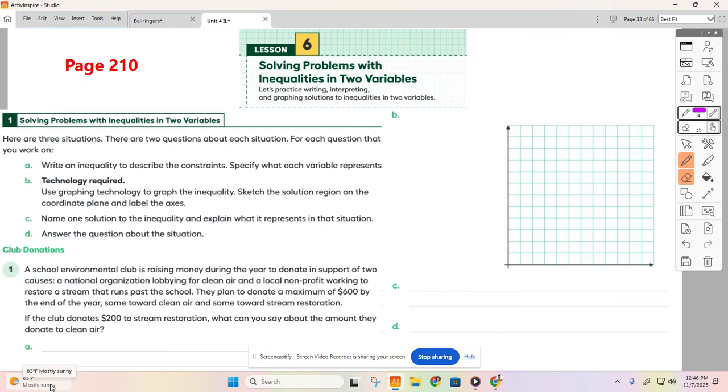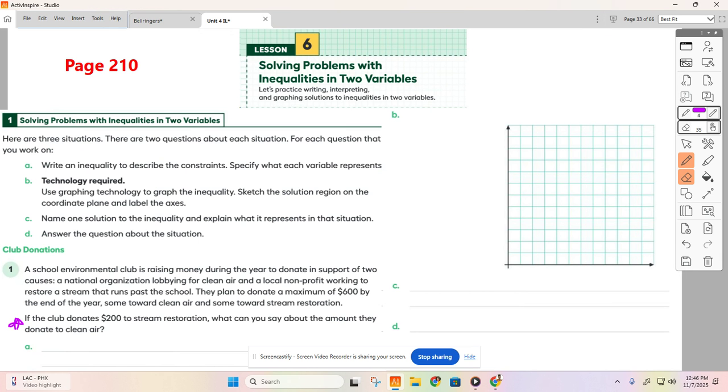The second thing we're going to be doing is graphing it. I will give you all a chance later to use Desmos, but I'm just going to put it up here and we're going to go from that. And then part C, we're going to name one solution and explain what it represents in that situation. And finally, we're going to answer the question that's at the bottom of it, like right here. Okay? So we're doing all of those. We're going to practice 2. I'm going to give you all one to try on your own.